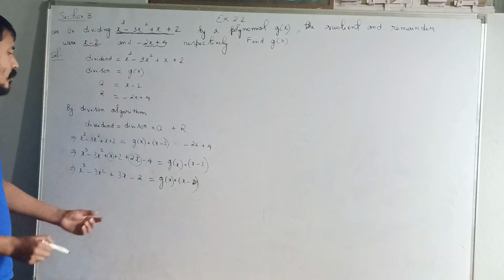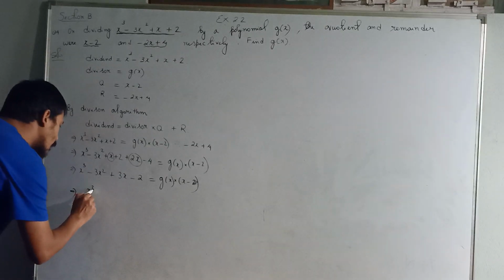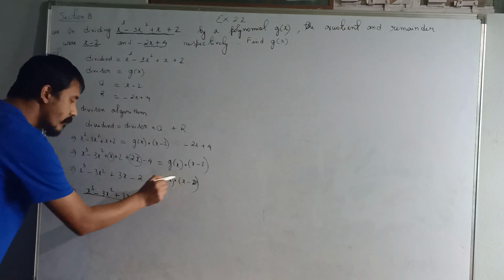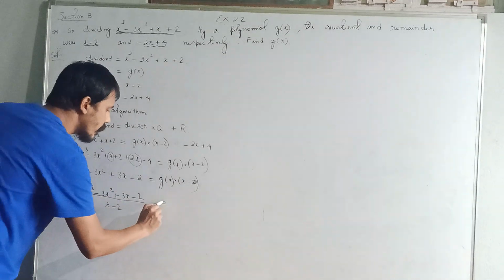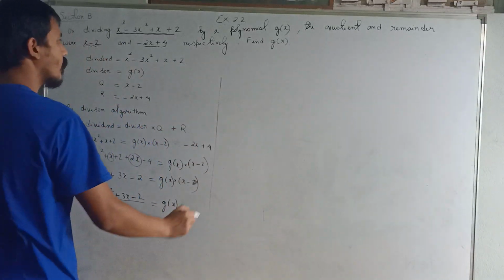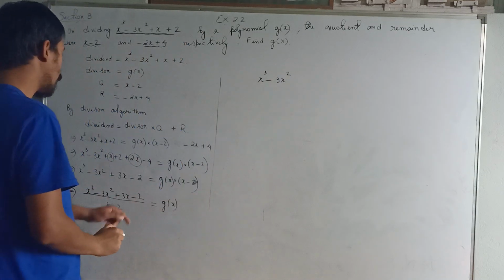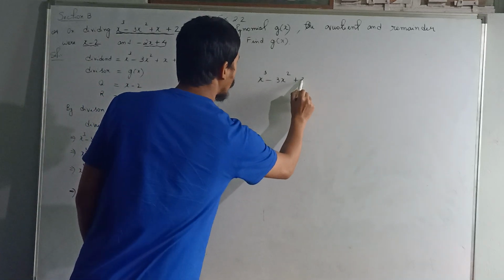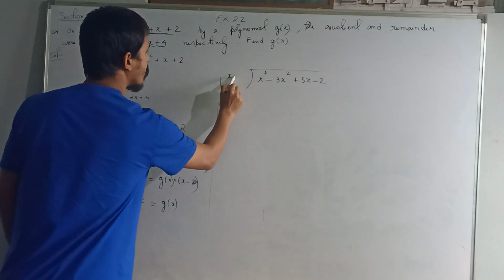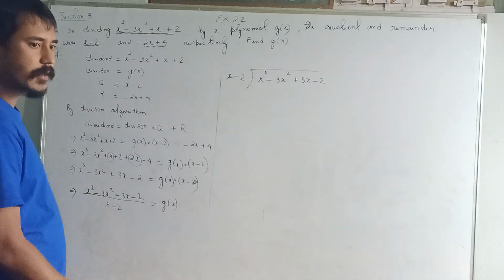Now, in order to obtain g(x), I need to transpose this term to the other side. So x cubed minus 3x squared plus 3x minus 2 has to be divided by x minus 2. Then you can obtain g(x). Okay, so let us perform the division. Is it correct? Okay, yes.